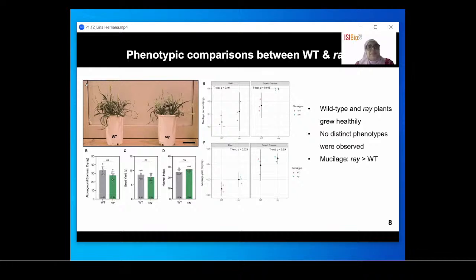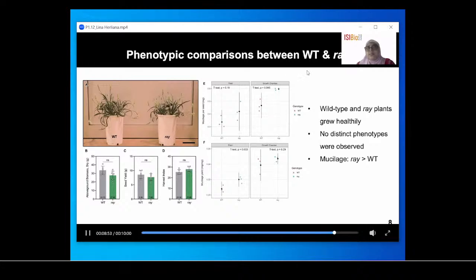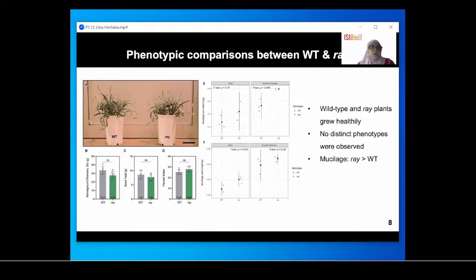However, mucilage yield per dry weight was significantly higher from plants grown in the field, while mucilage yield per seed was considerably higher from plants grown in the growth chamber.